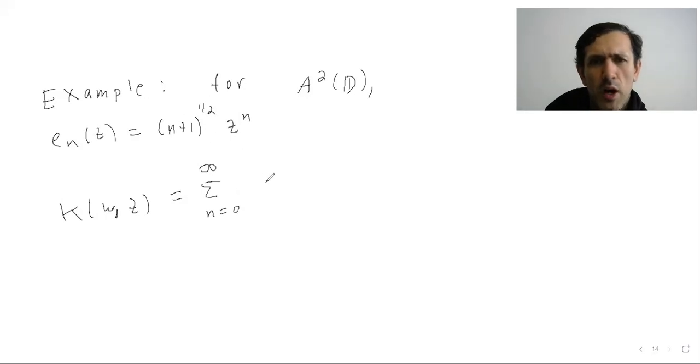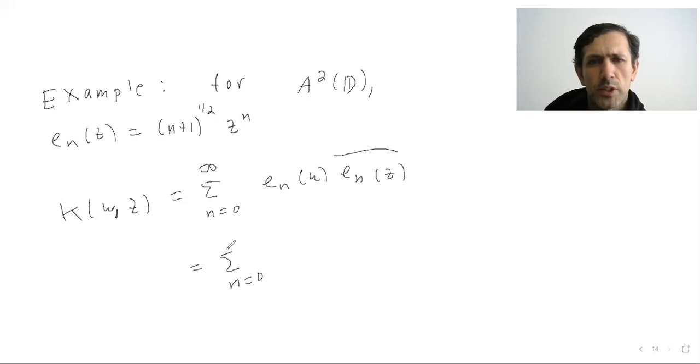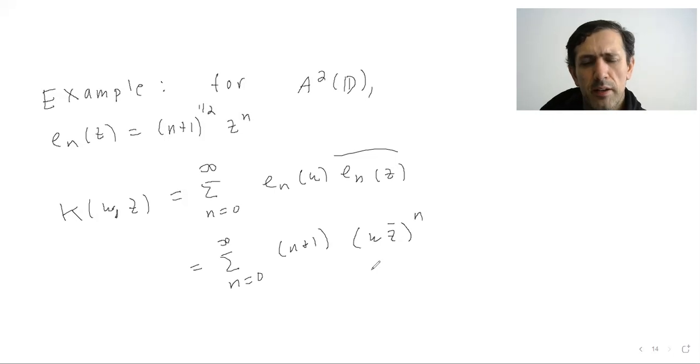All right, so this is by definition the sum of E_n of w times E_n bar of z. So we have n plus 1 times n plus 1, n equals 0 to infinity, n plus 1, w to the n, z bar to the n. Well, that's really just the sum of (n plus 1) times (w z bar) to the n.